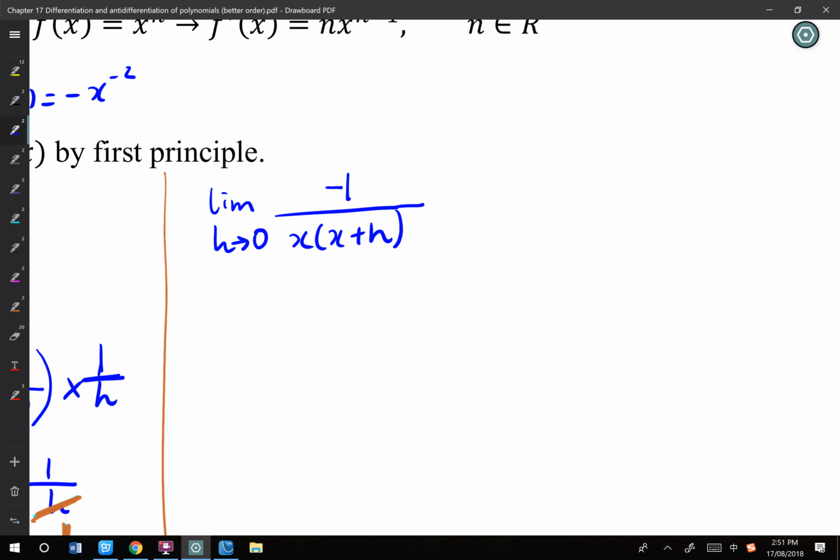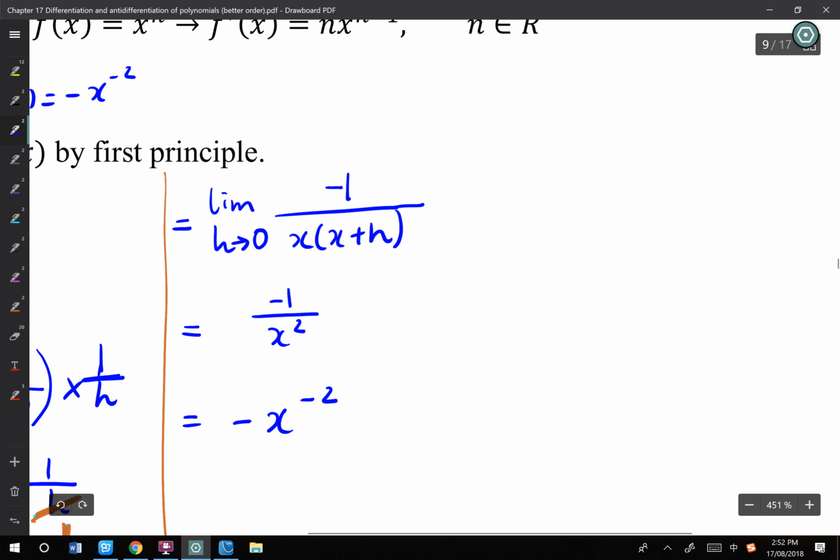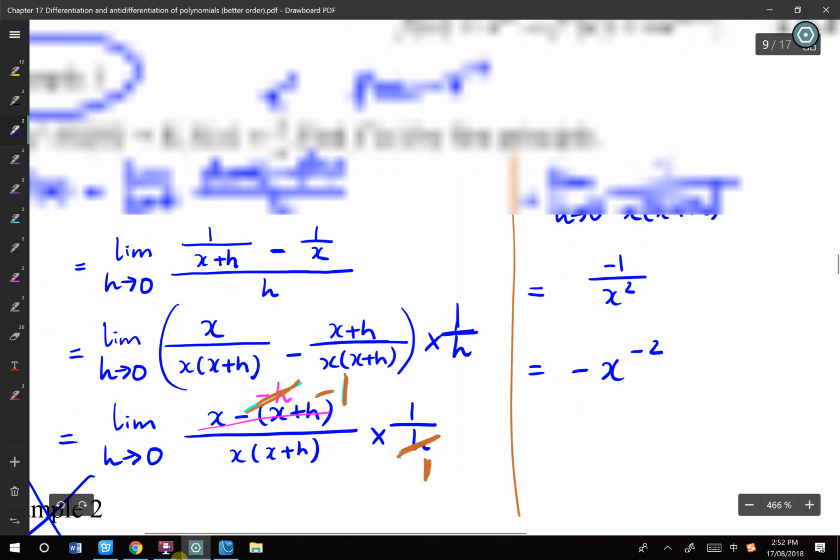What I want to do is get rid of the h from the denominator. It's fine to keep something on the denominator, but as long as it's not becoming 0, then we can substitute. So in this case, I can substitute h equals 0. What I have is minus 1 over x squared, and you can see that's minus x to the power of minus 2. That's the same result as what we get by using the direct rule, so that is correct. It's just another practice of using first principle.